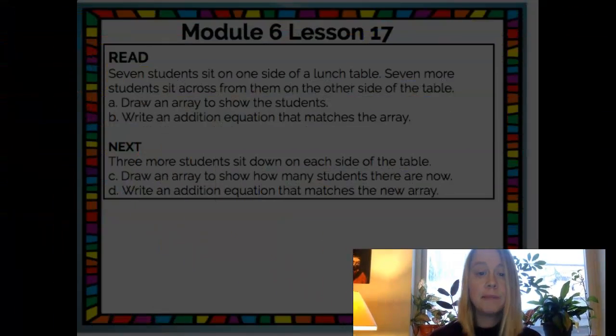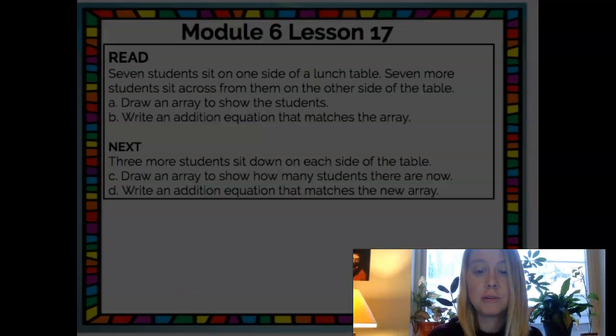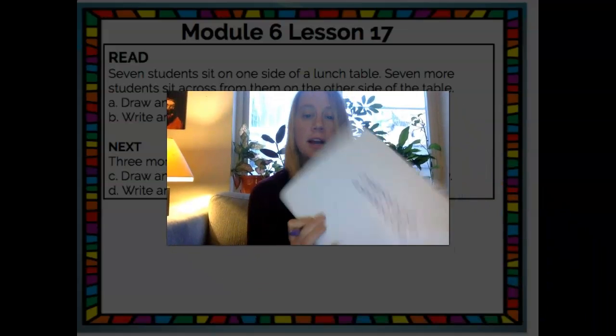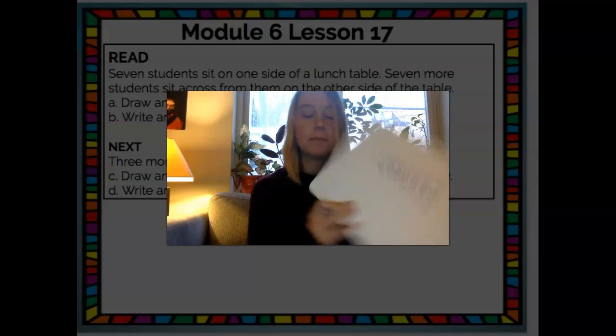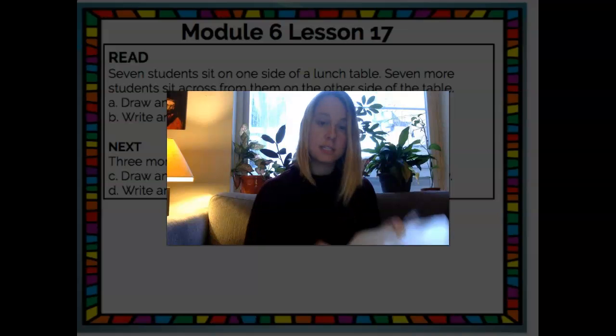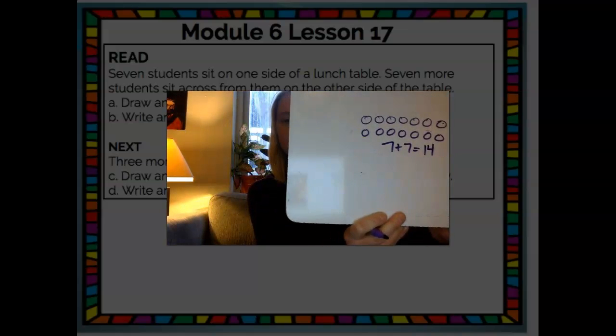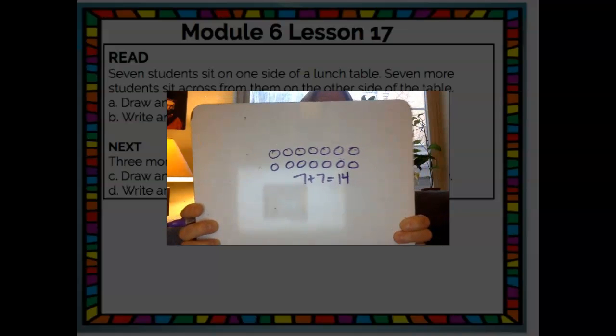Next, 3 more students sit down on each side of the table. Draw an array to show how many students there are now. Write an addition equation to match the new array. And I just realized I forgot to show my addition equation for that first one, so I'm going to go back up and show you that. So 7 and 7, my addition equation is pretty simple. It is 7 plus 7 equals 14.